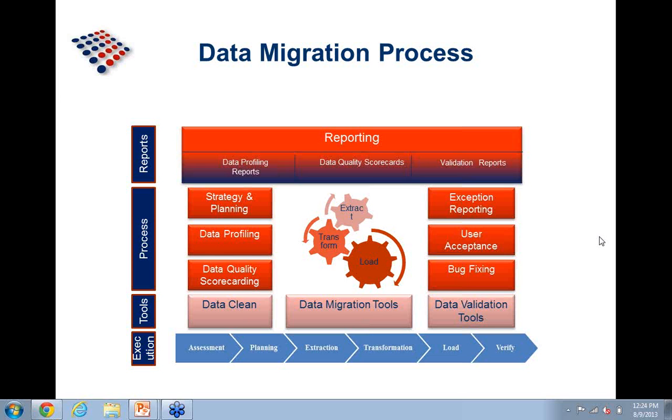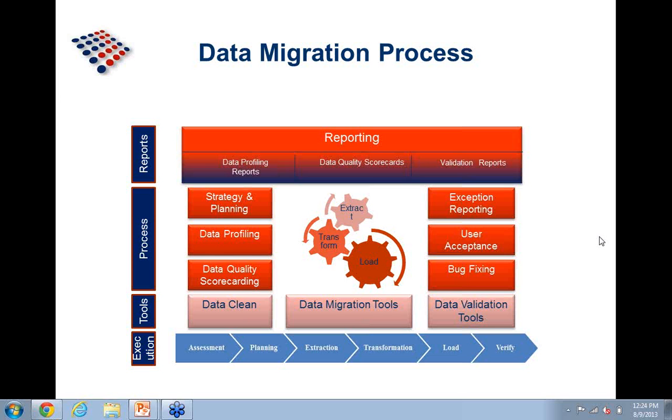The fifth step in the process is loading the data to the target system. Cleansed data is loaded to the target system. A typical outcome of this step is loaded data and corresponding reports, such as the quantity verification reports and other reports, including the exceptions, user acceptance, and so on.